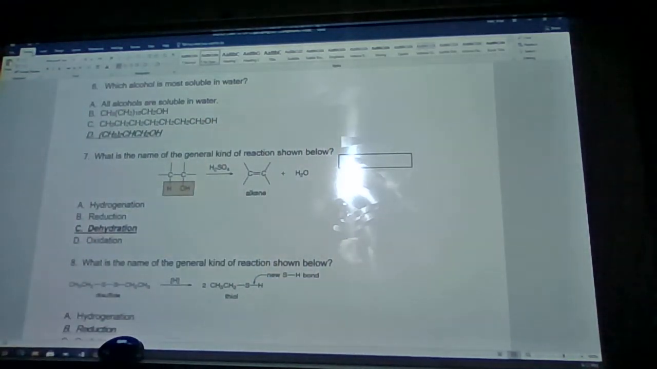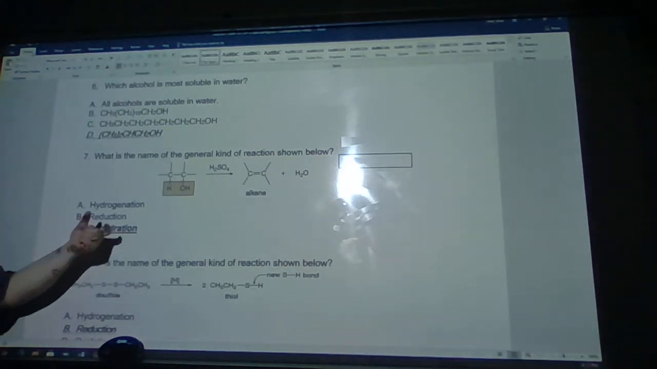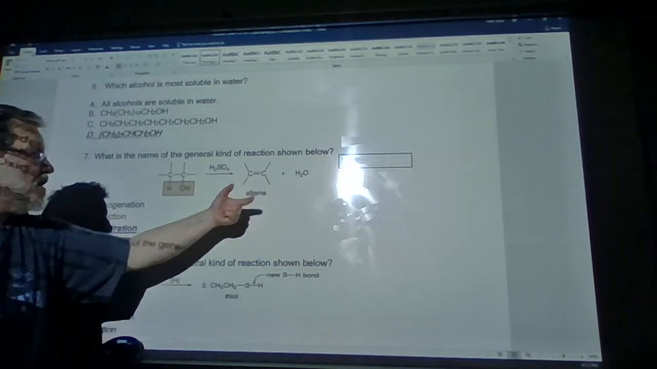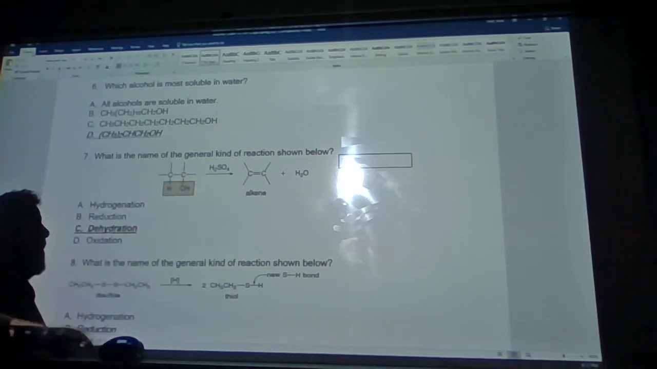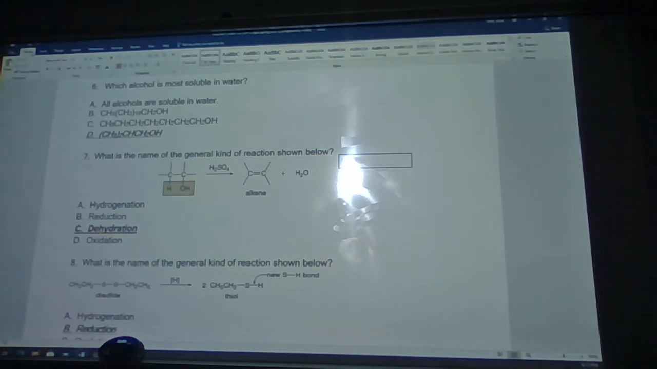Number 7. What is the name of this general kind of reaction? We are losing water. We're going from an alcohol to an alkene. So since we're losing water, this is a dehydration reaction.